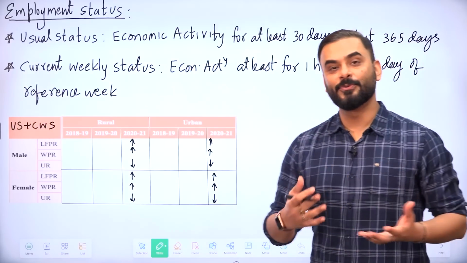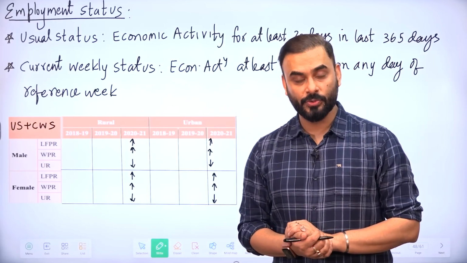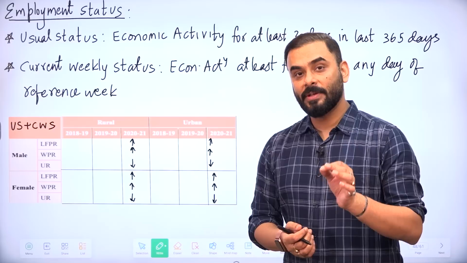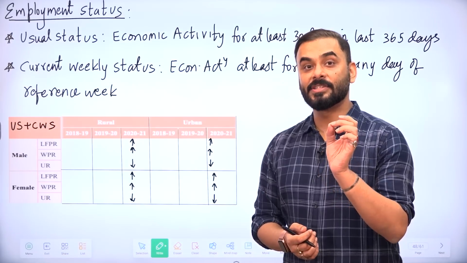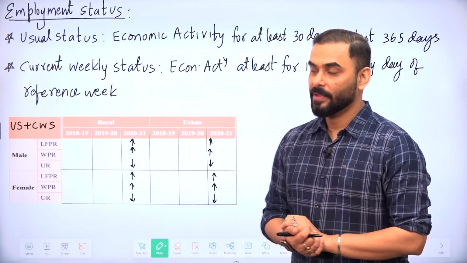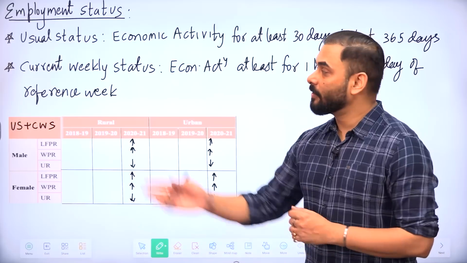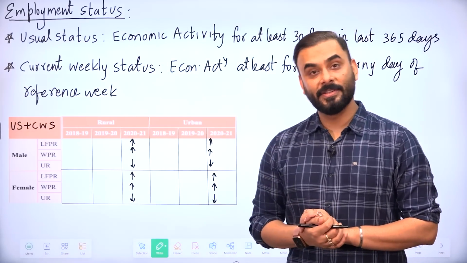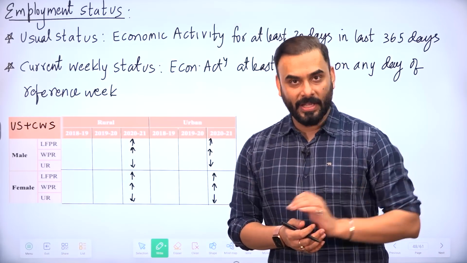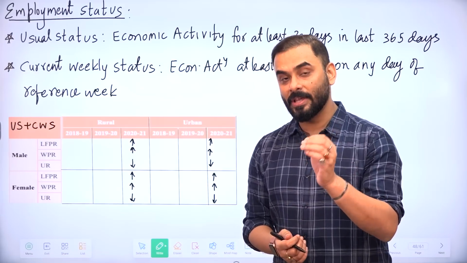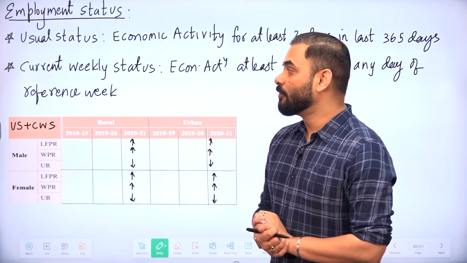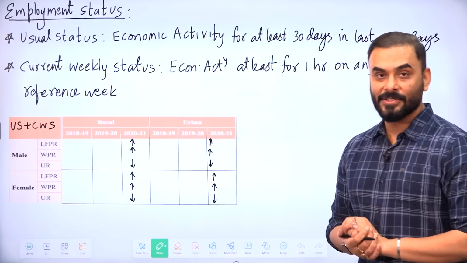So guys, NSO would ask a question to you. They would say that in the last 365 days, did you actually perform an economic activity for at least 30 days in the last 1 year? If yes, then you will be called employed according to usual status. Now, according to current weekly status, they would ask you a question that in the last 1 week, was there any day where you performed economic activity for at least 1 hour? If yes, then you will be called employed according to current weekly status.